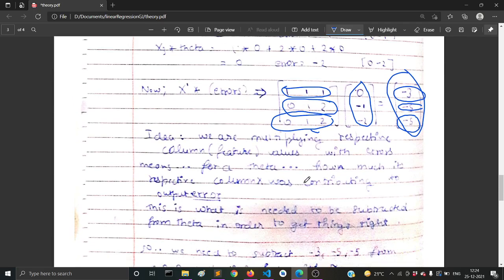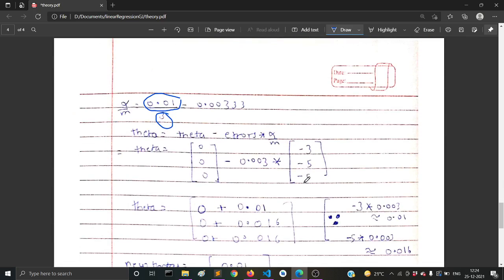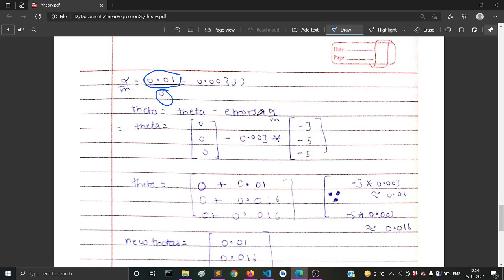weighted error. These are the weighted errors. We will multiply these weighted errors with this value, 0.003, which is alpha by m, and then subtract it from theta. Why subtract? You already know, we want to go in the right direction, and that's why we are kind of opposing the errors. That's why we are subtracting.